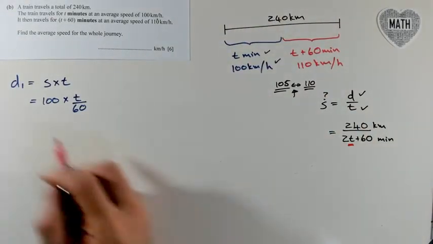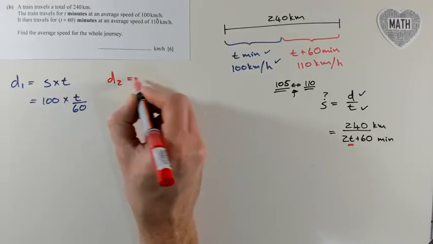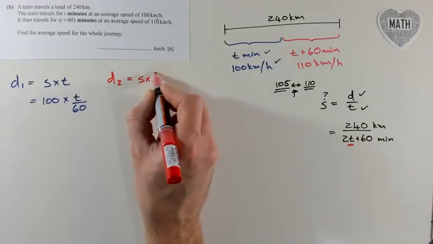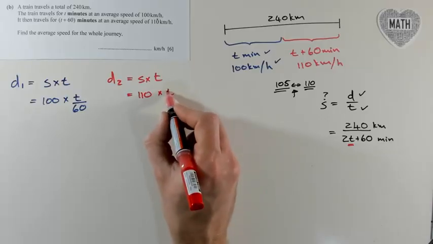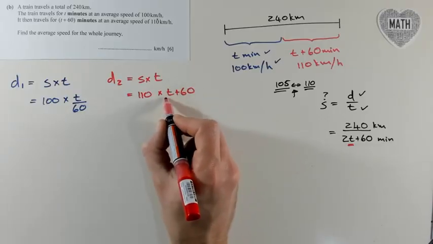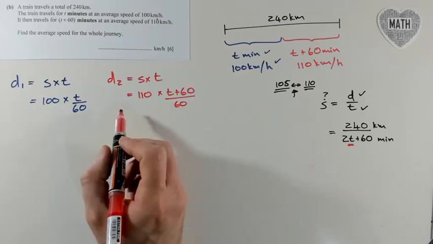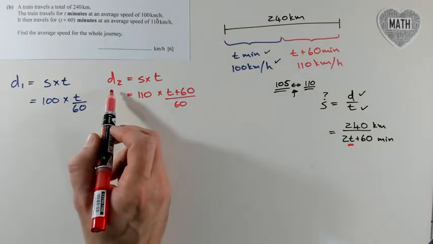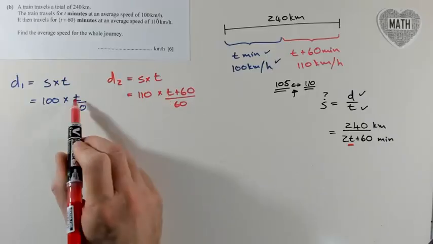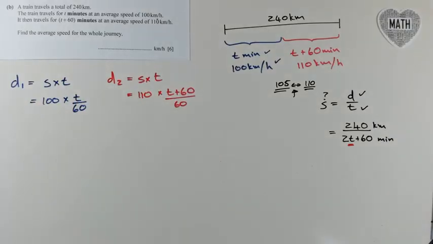So that's my one distance. The other distance, the red one here, is d2. And this is going to be speed times time. And the speed here is 110, and the time is t plus 60. But this also has to be divided by 60 to get an hour value. And now I have a distance 1 and a distance 2, and I have variables in there. The t is still unknown. But I can write another equation, which is nice.